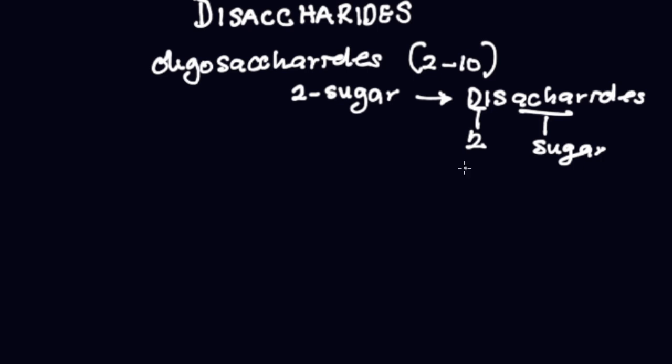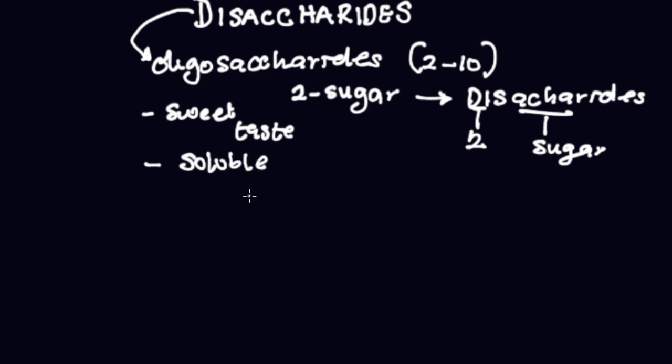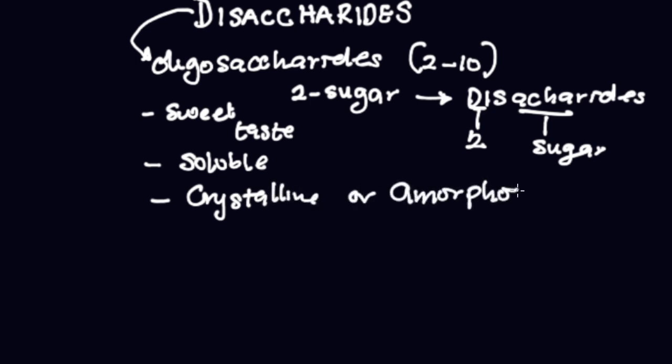So one thing about disaccharides is that they are a type of oligosaccharide that is sweet to taste. They are sweet to taste, right? I'm talking about the physical properties now. They are sweet to taste. Then another thing is that they are soluble, because they contain 2 sugar units. They are soluble, they are sweet to taste. Another thing is that their structure can be crystalline or amorphous, right?